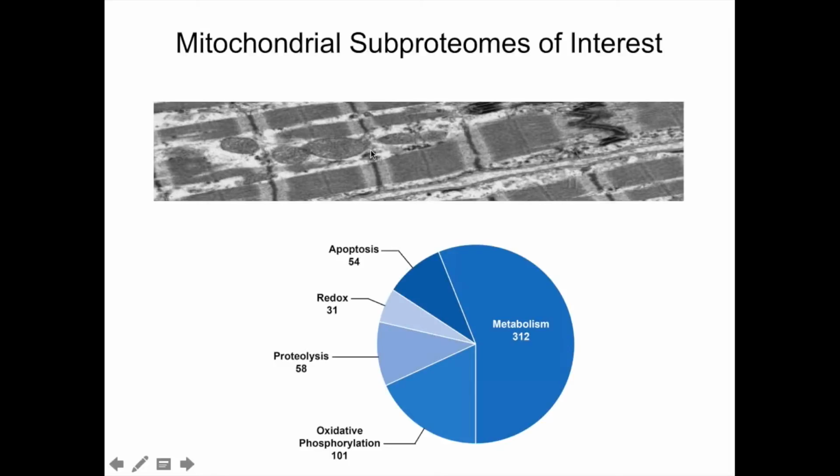Right away you can appreciate our two subproteomes of interest. These are mitochondria, sandwiched between these sarcomeres. This is a sarcomere here, the functional contractile unit of a cardiac cell. These two proteomes comprise the most abundant subproteomes by mass within the cardiac cell. Within the mitochondrial proteome, we targeted cardiac expressed genes for 5 different functional categories: metabolism, apoptosis, redox, proteolysis, and oxidative phosphorylation.